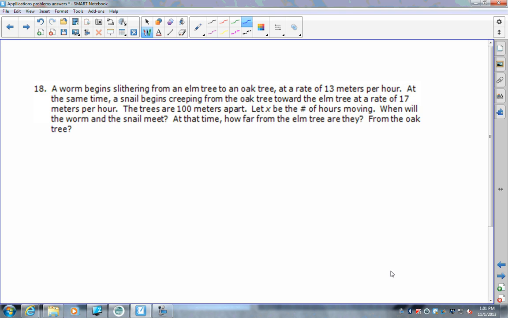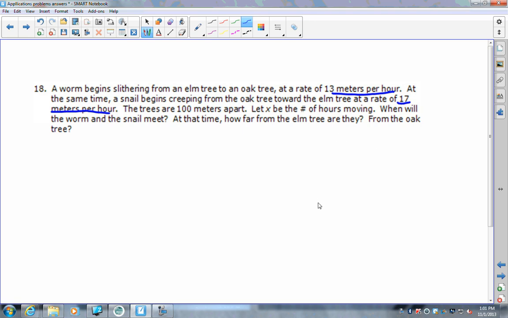All right. Number 18. A worm begins slithering from an elm tree to an oak tree at a rate of 13 meters per hour. At the same time, a snail begins creeping from the oak tree towards the elm at a rate of 17 meters per hour. The trees are 100 meters apart. Let x equal the number of hours moving. When will the worm and the snail meet? At that time, how far are they from the elm tree and from the oak tree?